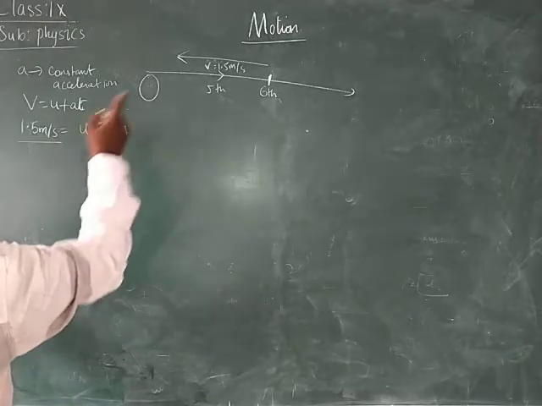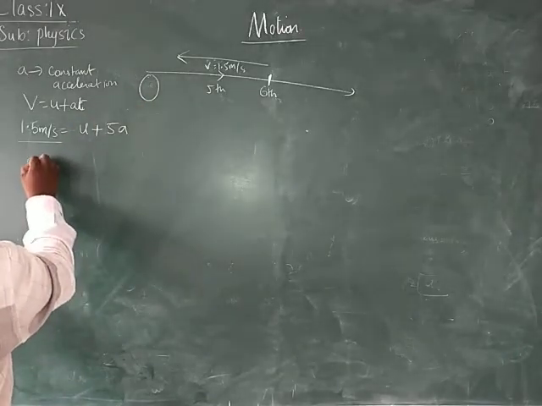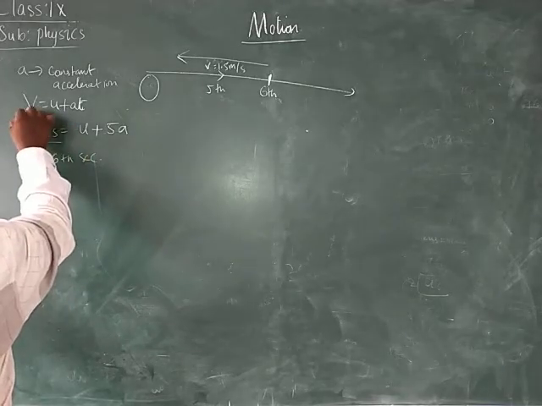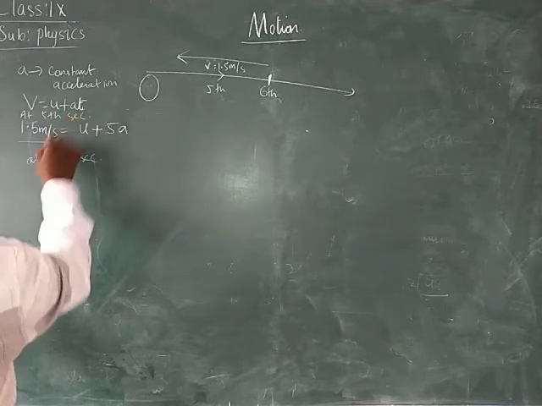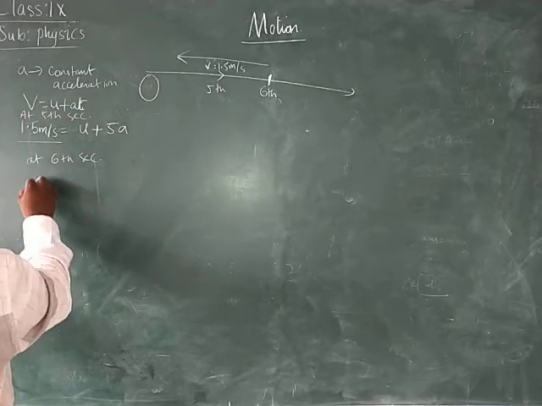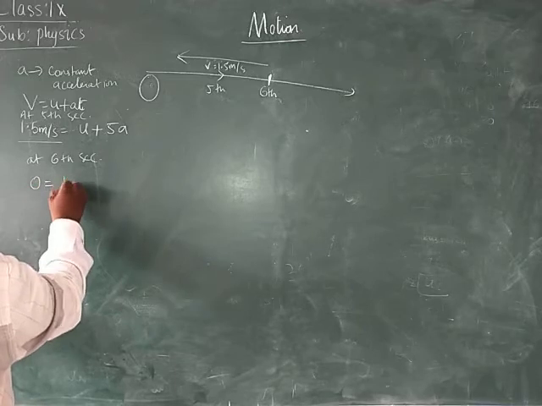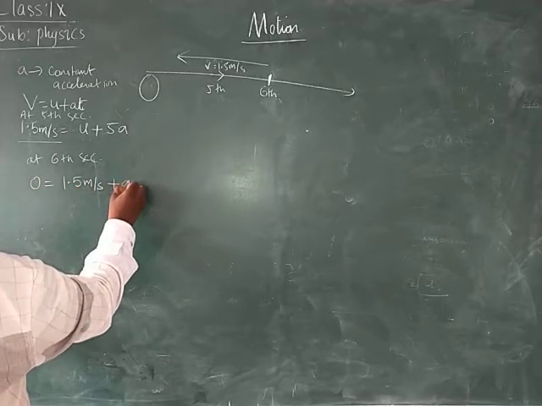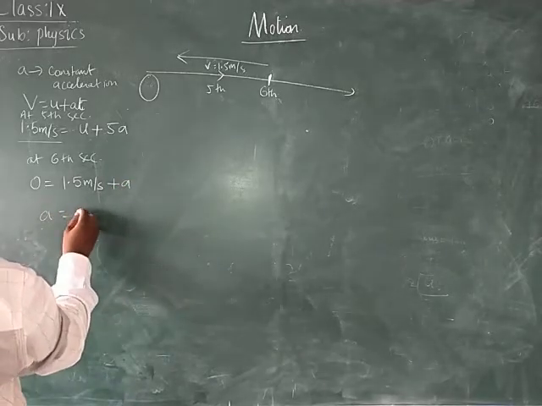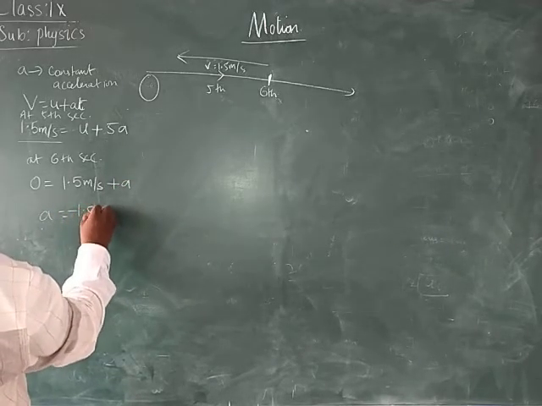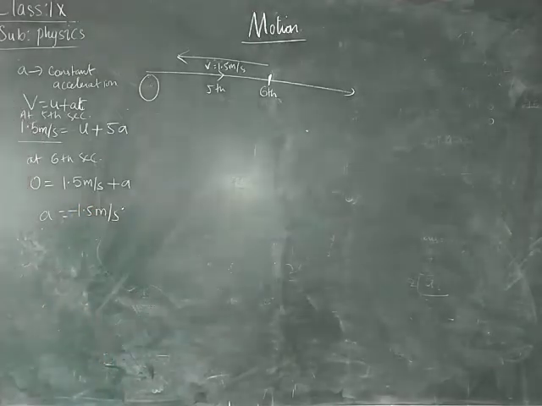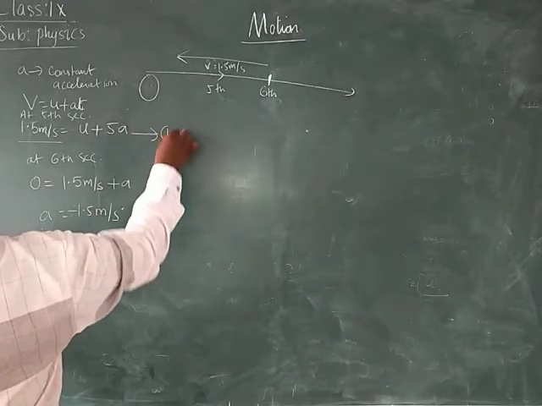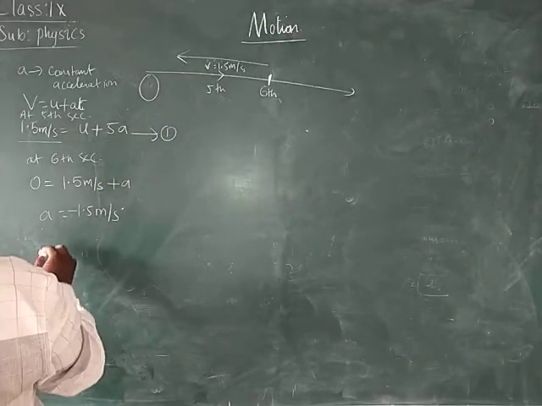Next, at the sixth second, the final velocity is 0. This was at the fifth second. So 0 is equal to the same initial velocity U plus 6A. Therefore, we get the acceleration A is equal to minus 1.5 meter per second square. Now this we take as equation 1.